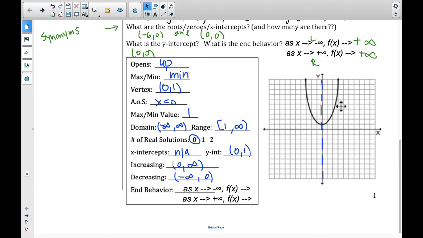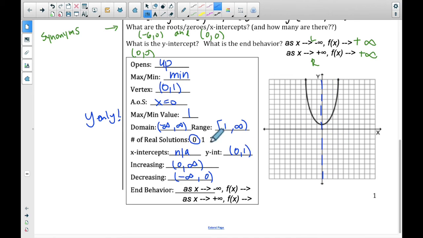Hopefully you saw that it opens up. That means it has a minimum point. The vertex is at (0, 1). The axis of symmetry, that's that dotted line that splits it in half, is x = 0. The min value is 1. Remember, that is the y value. And then the domain is from negative infinity to positive infinity. The range is up and down, goes from 1 up to infinity.